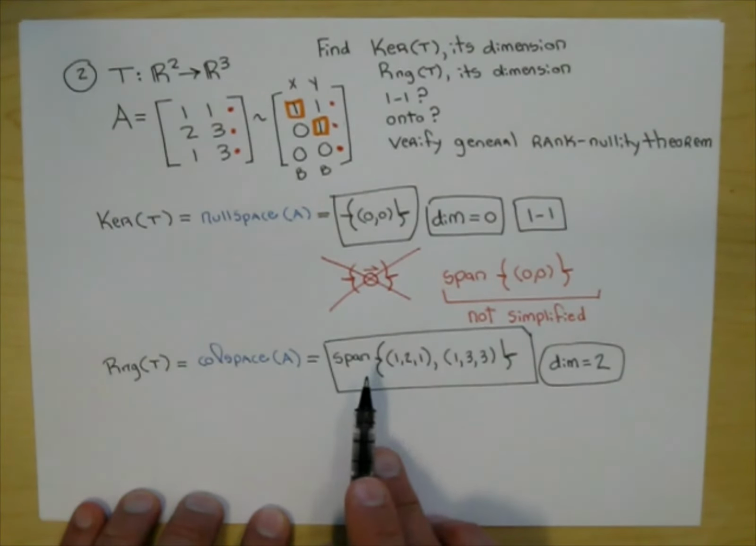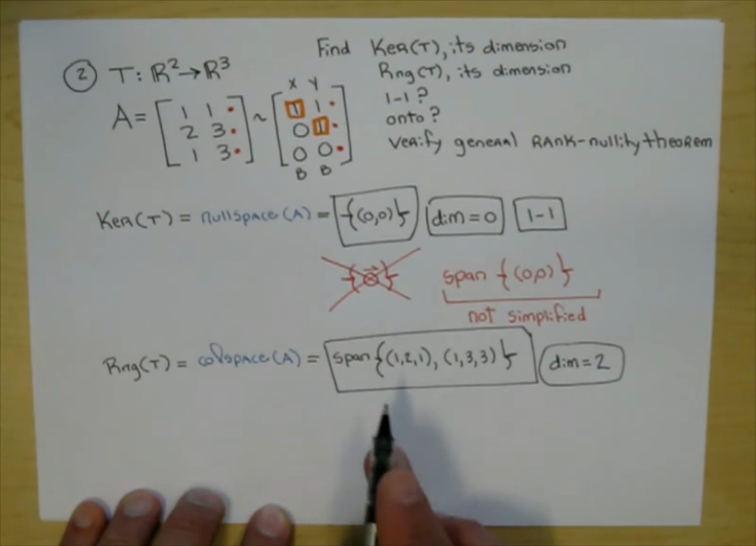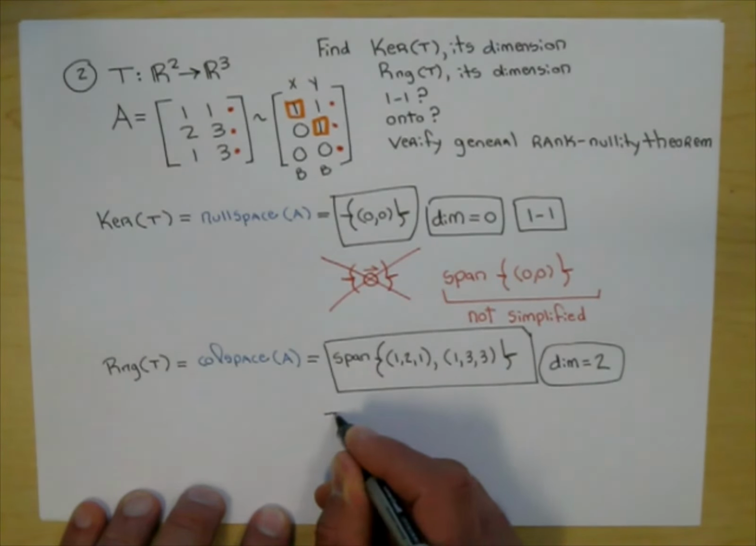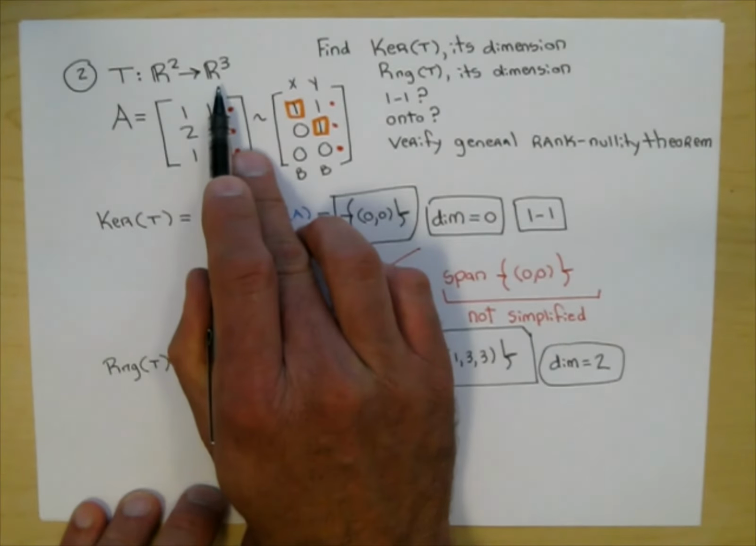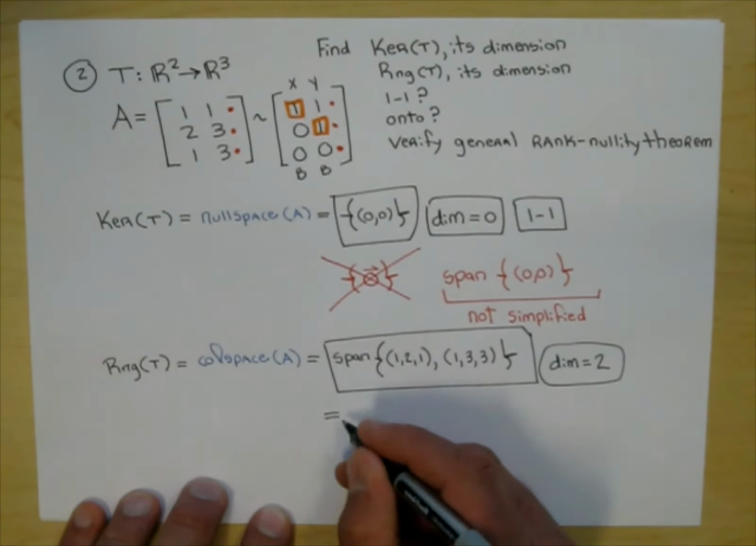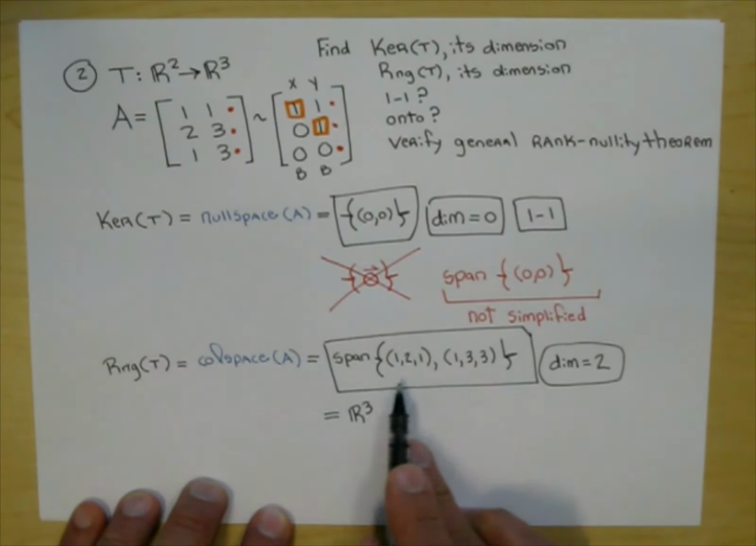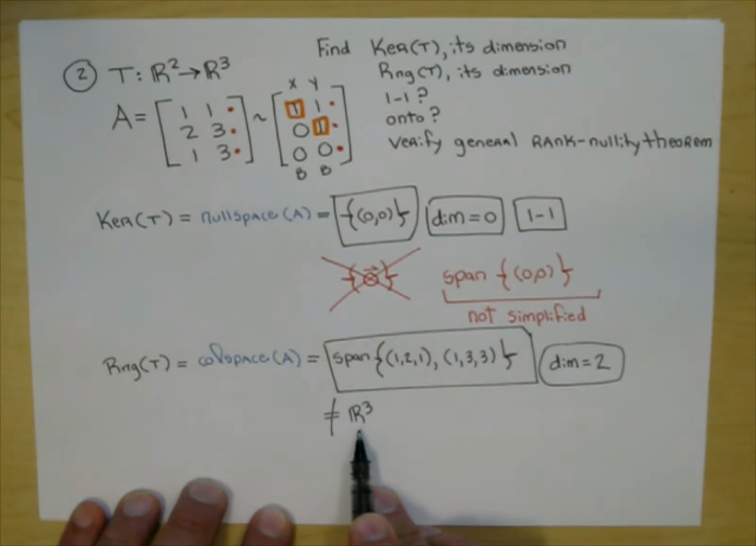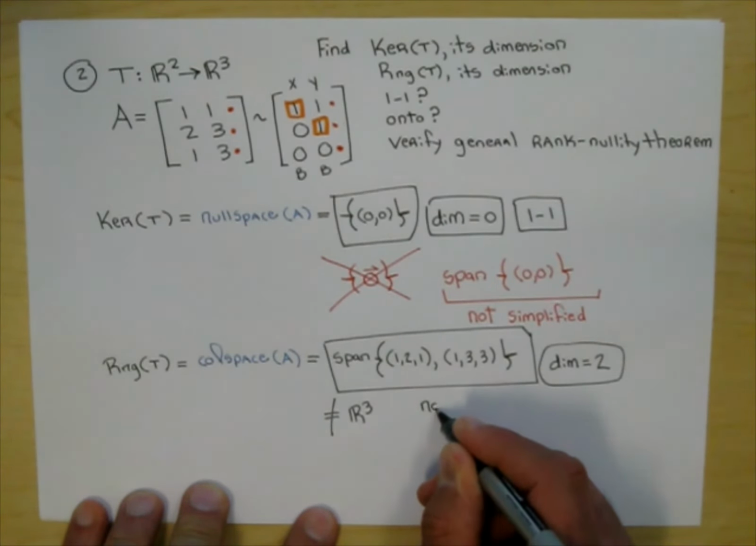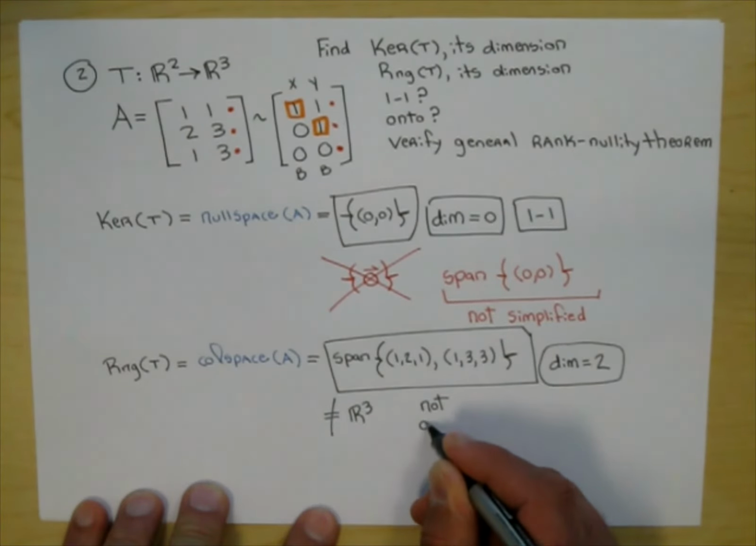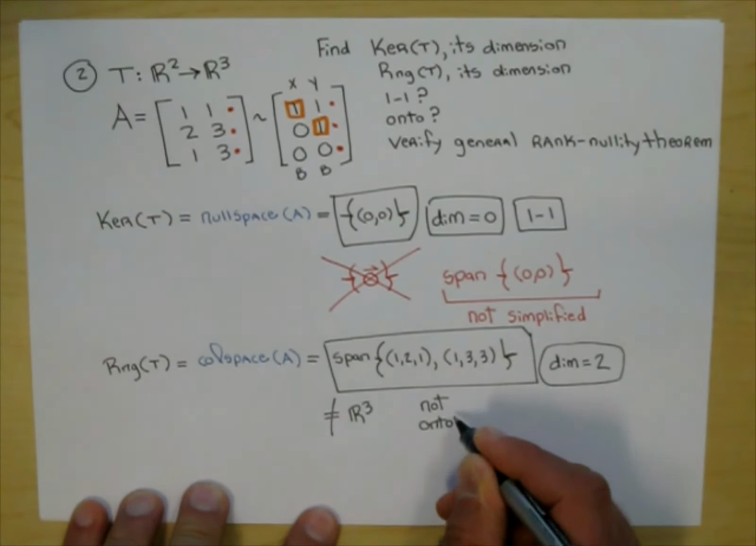So let's check for ontoness. Ontoness says, well, this is either going to equal the codomain or it doesn't. So does it equal R3? We've already talked about it. No, it doesn't. It does not equal the codomain. Therefore, guess what? This linear transformation is not onto.